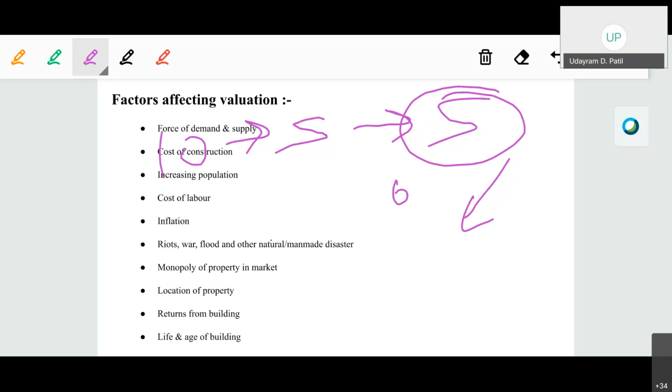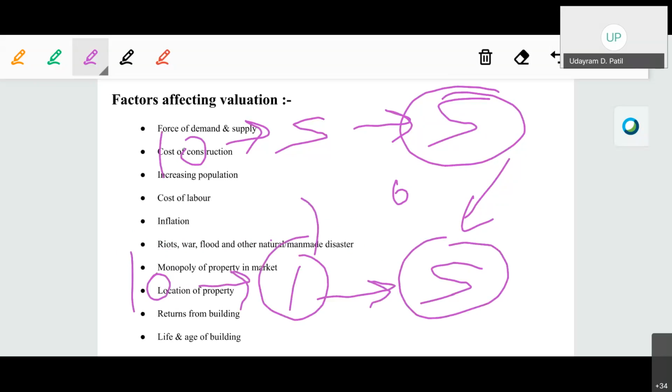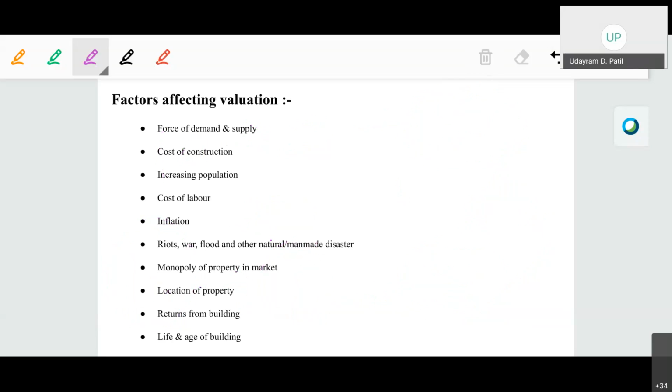But if there are 10 buyers and only one seller, and that seller has 5 properties, then as that seller knows that there is no one here to offer any property to those 10 buyers, he will inflate the property value, overestimate his property value and sell those 5 properties at a higher value. Okay, so that is the monopoly.